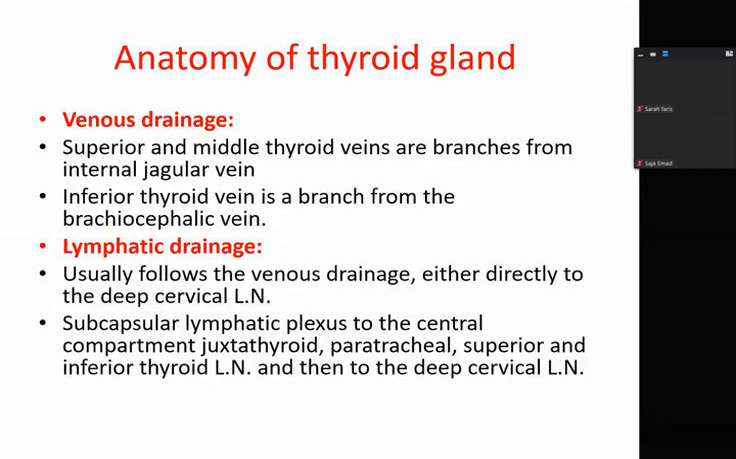Venous drainage is through three veins: the superior, middle, and inferior thyroid veins. Okay? The superior and middle drain into the internal jugular vein. The inferior is a branch of the brachiocephalic vein. Lymphatic drainage usually follows the venous drainage. It is directed either to the deep cervical lymph nodes or to the subscapular lymphatic plexus, the central compartment. There are some juxtathyroid, paratracheal, superior and inferior thyroid lymph nodes, and then the deep cervical lymph nodes.